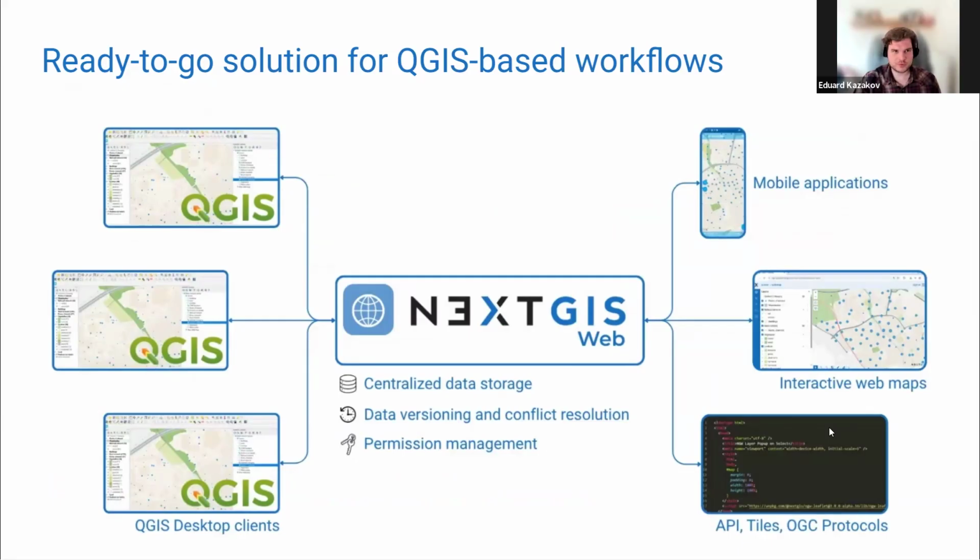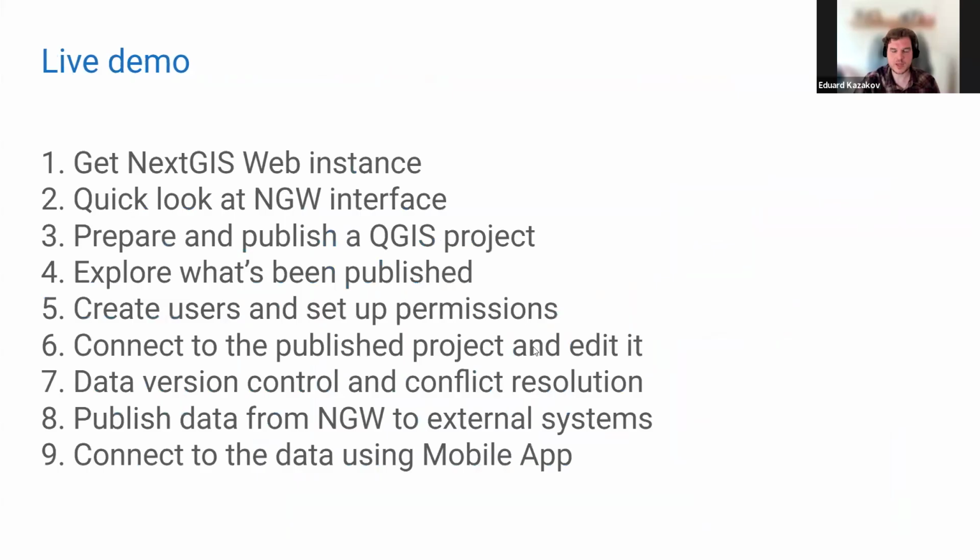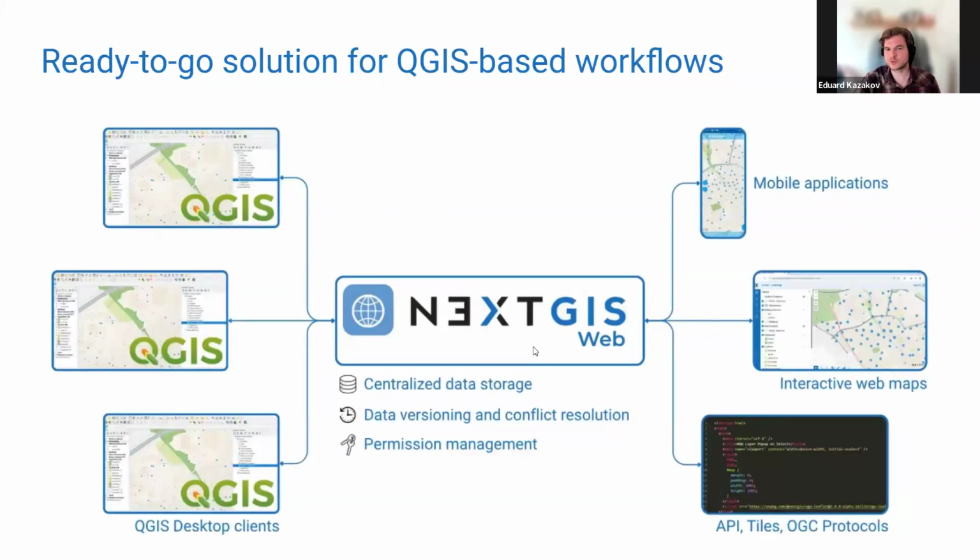And this is the picture of what we call a ready-to-go solution for QGIS-based workflows. We call it QGIS team space. When you have numerous QGIS desktops as clients, they work together with data stored in NextGIS Web, which takes care of data storage, data versioning, conflict resolution, permission management, etc. And then you can reuse this data in mobile applications, interactive web maps, and using API queries, etc. So I'm going to show you how it looks and how it works, very briefly.